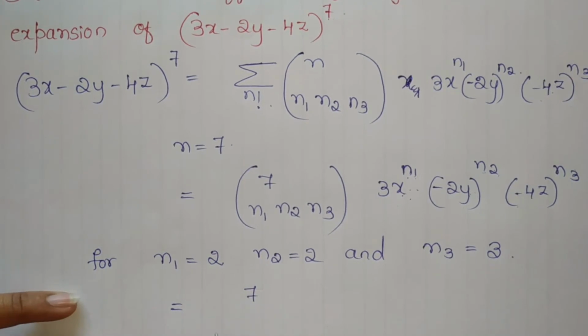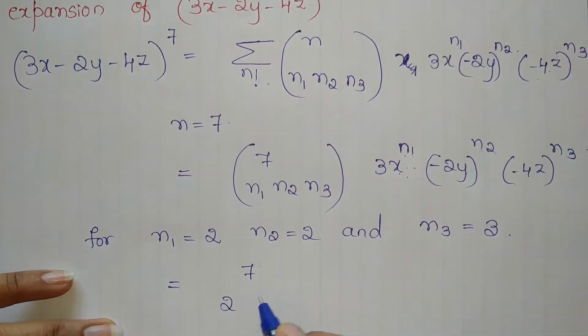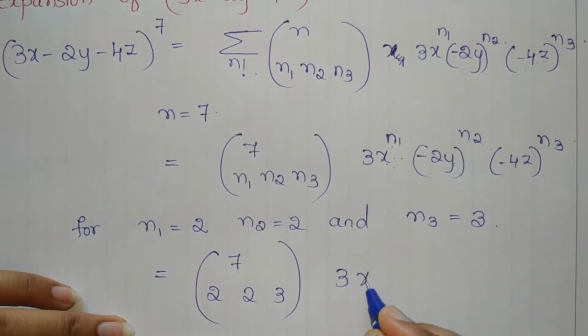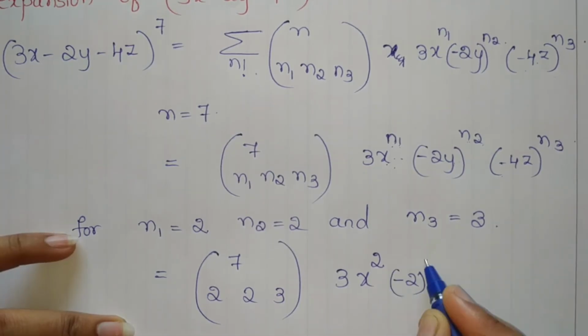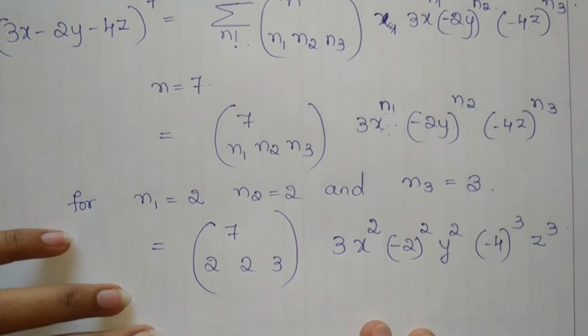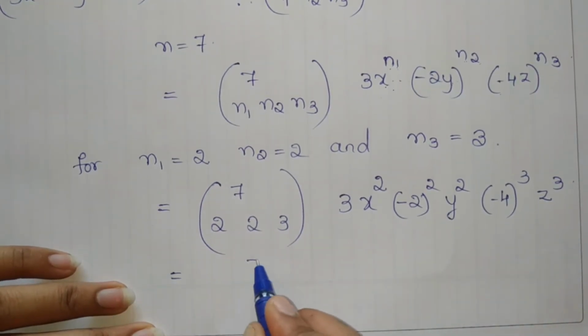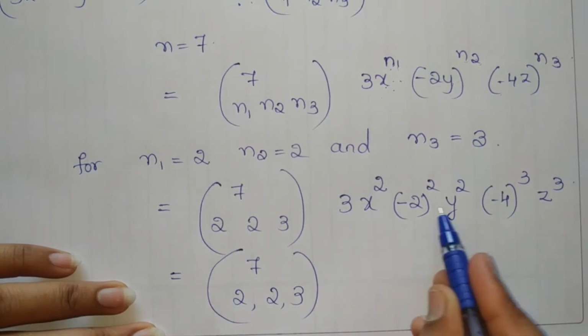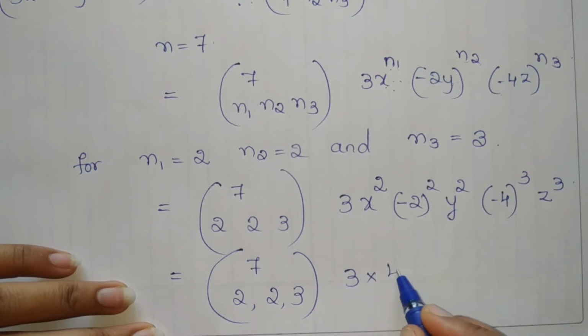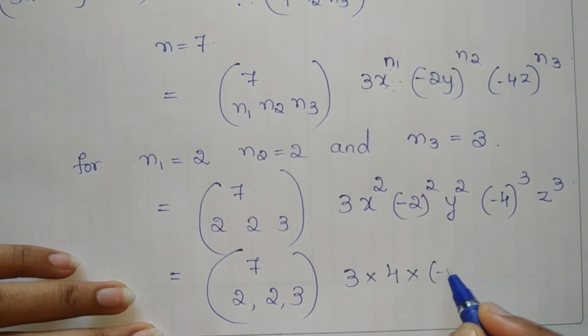So n1 is 2, n2 is 2, n3 is 3. Okay. So 3x raised to 2, minus 2 raised to 2 y raised to 2. Next, minus 4 raised to 3 z cube. So here 7 2 2 3, and this is what, 3 into 4 into minus 4 cube.